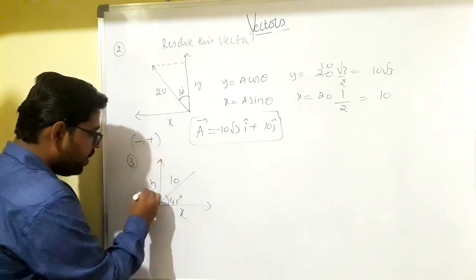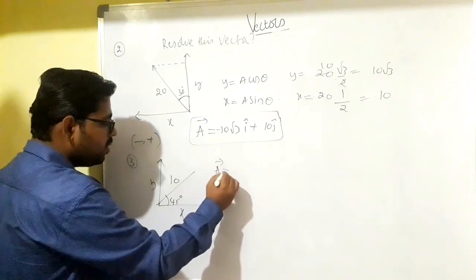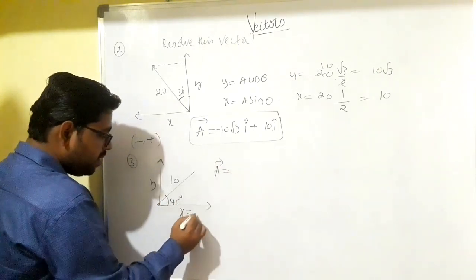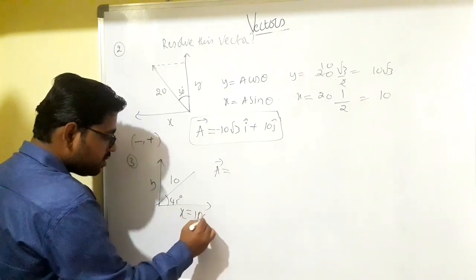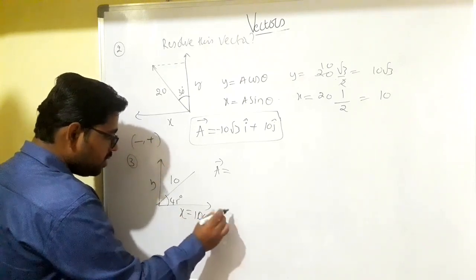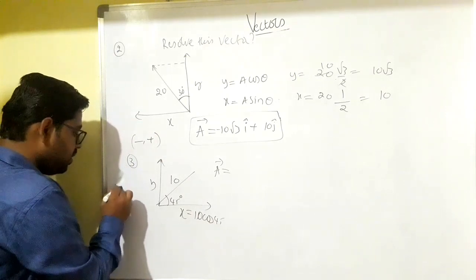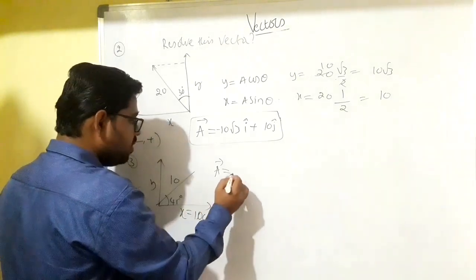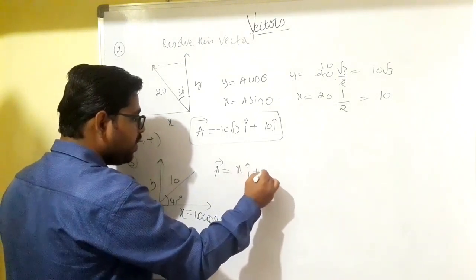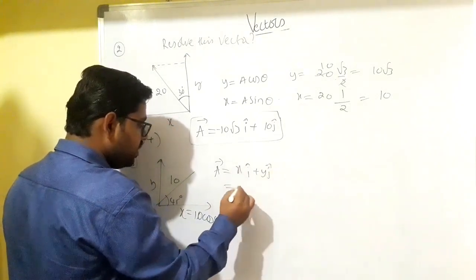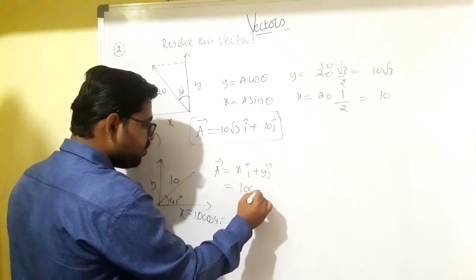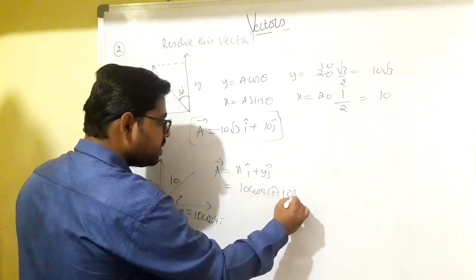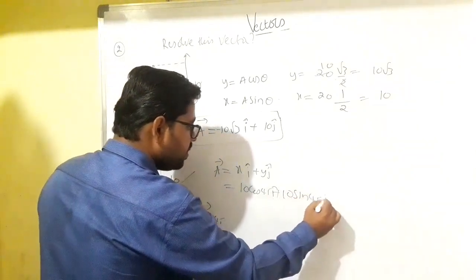10, 45 means what is this? x component, y component. A vector is equal to, so x component means cos theta, right? So x is nothing but a cos theta, 10 cos theta, 10 cos 45. So y component is what? 10 sin 45, right? So that is a vector is equal to x i cap plus y j cap, right? What is x? 10 cos 45 i cap and 10 sin 45 j cap.